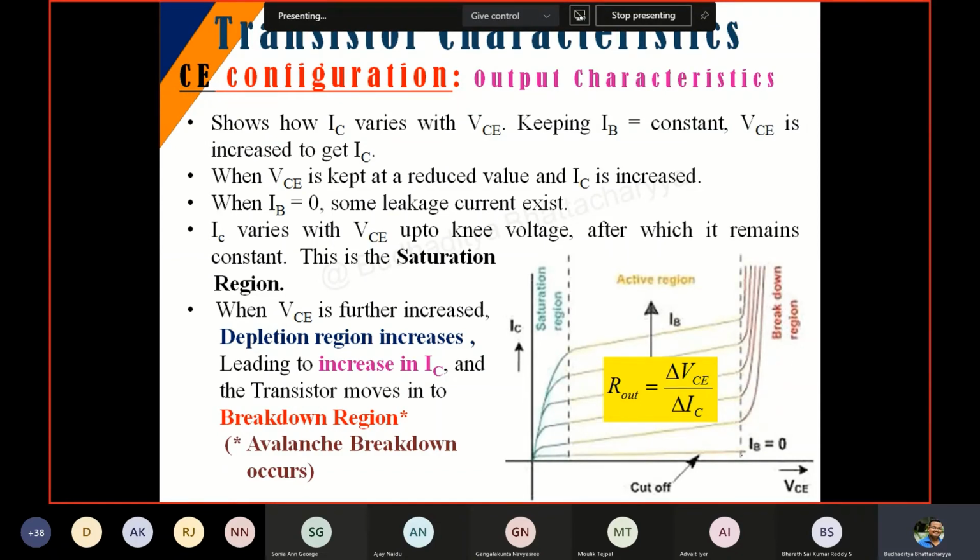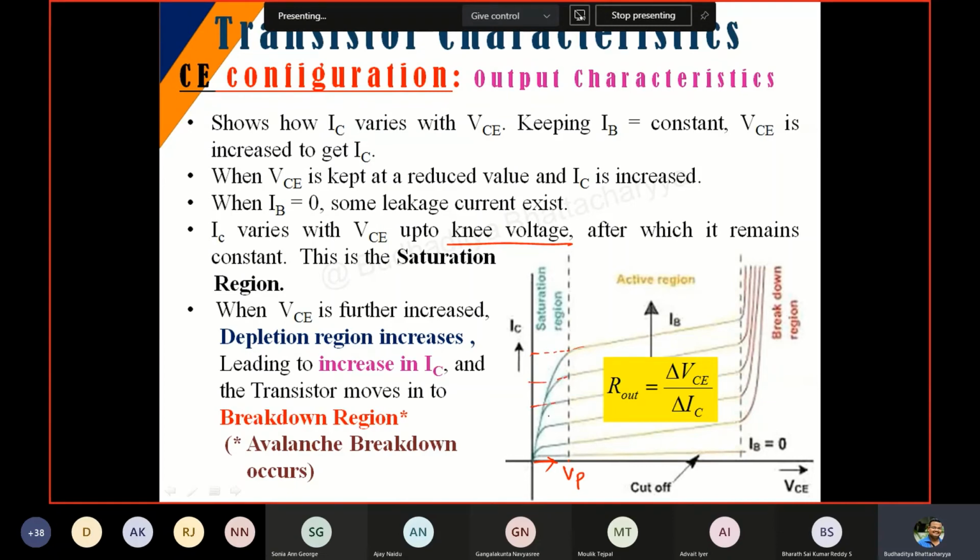After this, you can see the last one: IC varies with VCE up to the knee voltage. So here, this is the knee voltage if I consider VP. Up to this point, you can observe that with increasing VCE, we have a rising IC. But after the knee voltage is reached, it is almost saturated for that particular value of IB. So again, you can see this is constant.